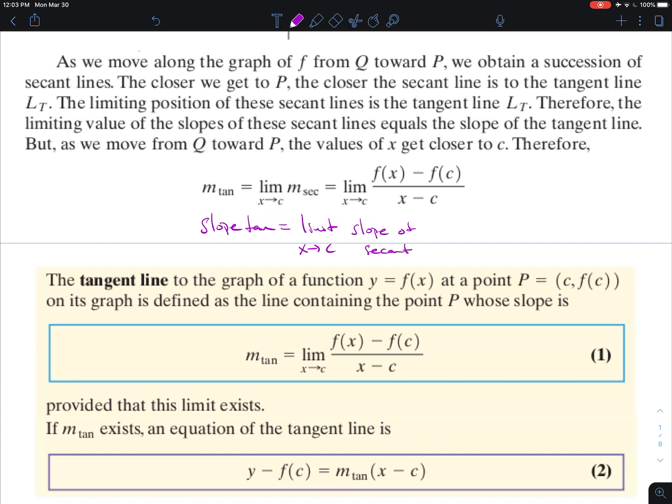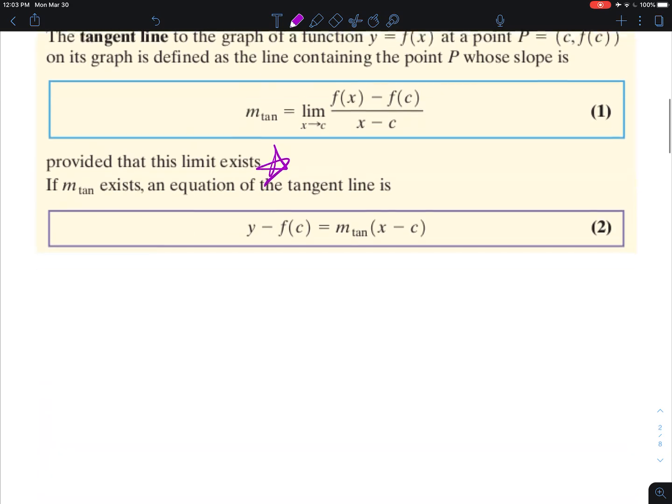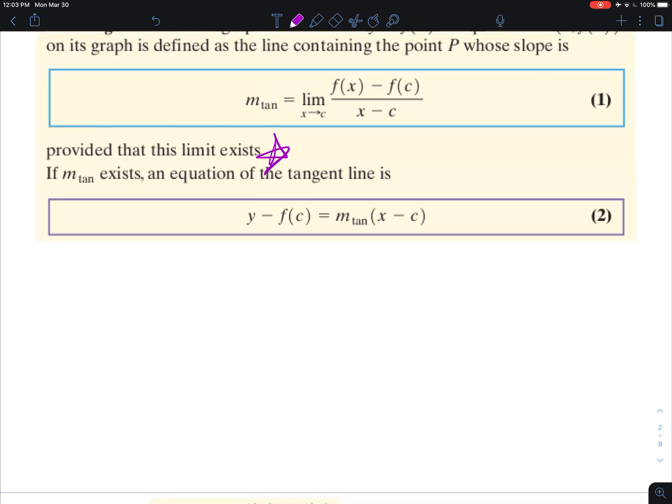And in order for the tangent line to have a slope, very important that the limit actually exists. So not only does it approach from left and right the same point, but also that point f of c exists. And then once you have the slope, you can find the equation of that line by plugging in that point x and y at c. And you'll remember point slope looks like that.